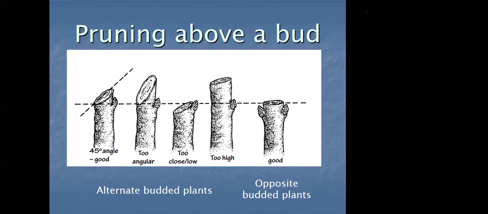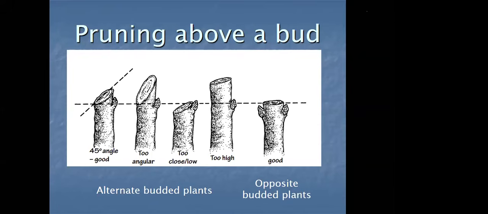If you are too angular, like the next picture over, then you're going to end up with a cut that doesn't quite close properly. And the technical term is compartmentalize, but that means that the plant won't quite close off correctly, and you'll end up with some dead tissue here on the top of that too angular cut, or the cut here that's too high. You're going to end up with dead tissue that opens up the plant for disease and dieback.